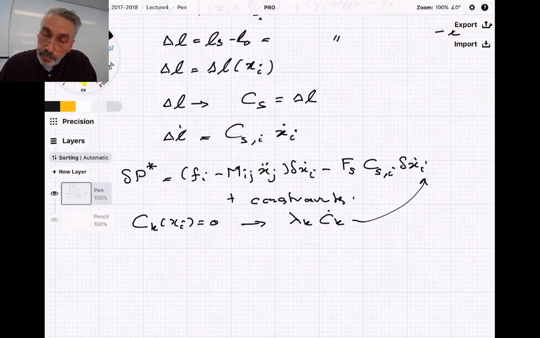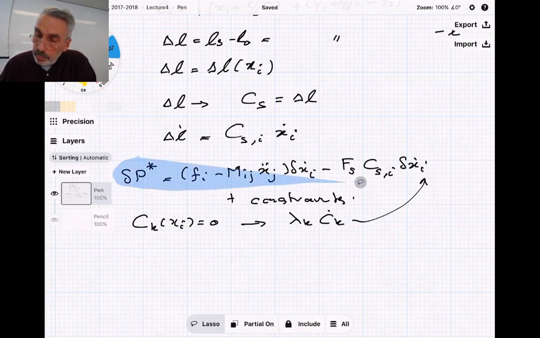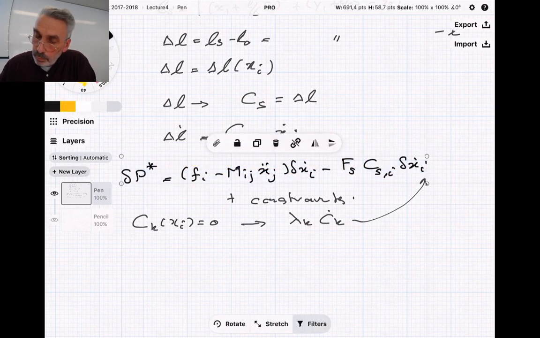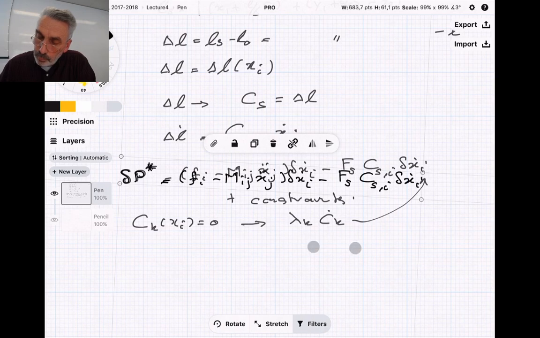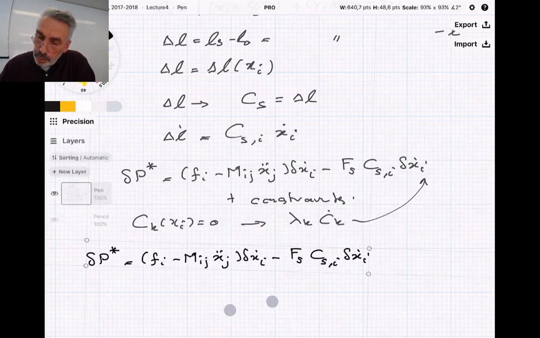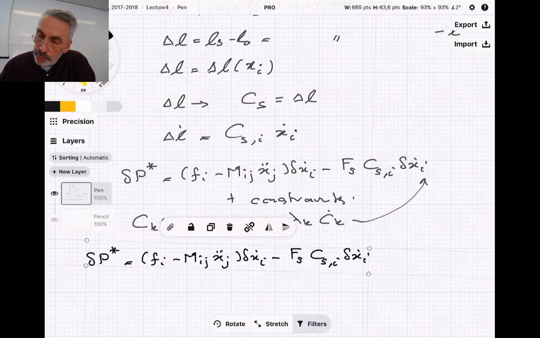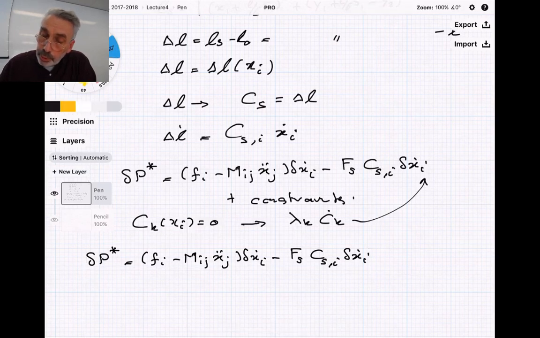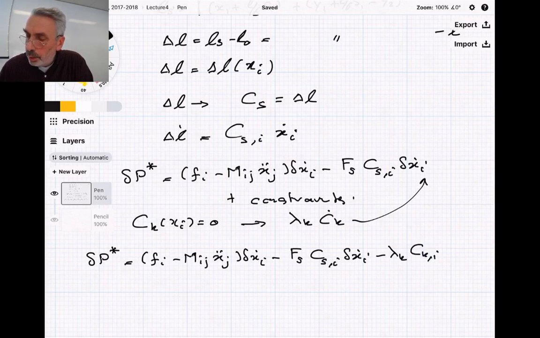So I take again this one, copy, and then now with the constraints, how do we add them? We use the minus sign there too, right? Minus lambda k, and then ck, comma i, lambda dot i. And this now holds for all virtual velocities as long as they're not all 0.